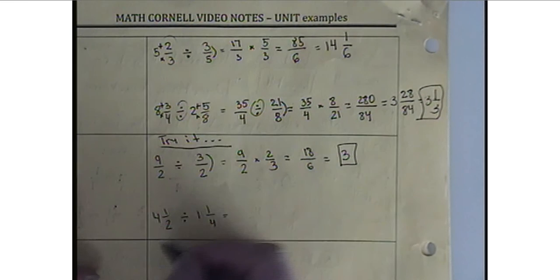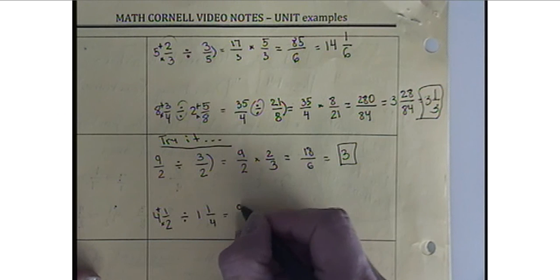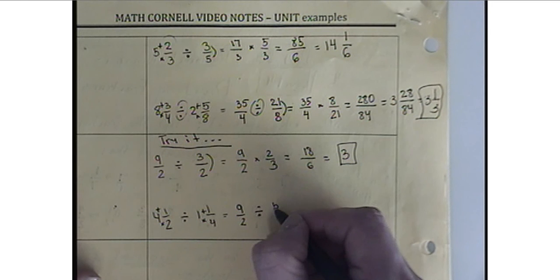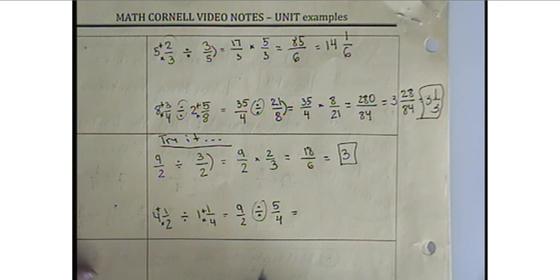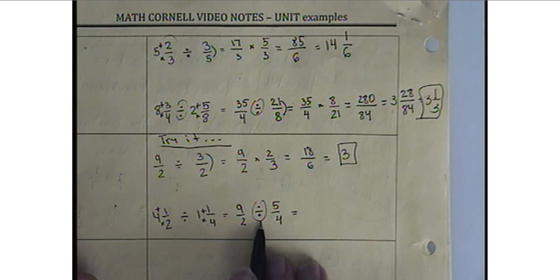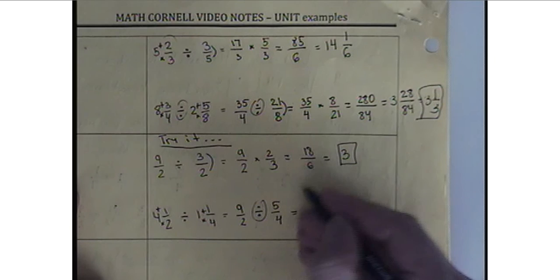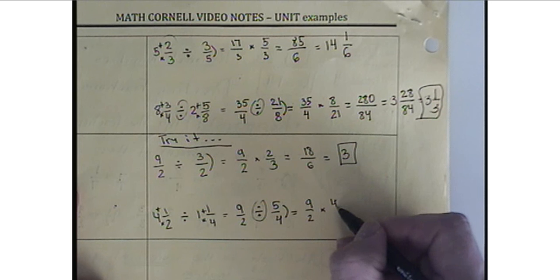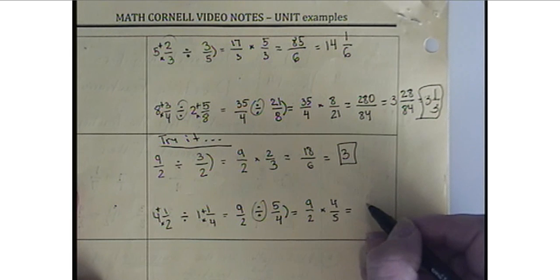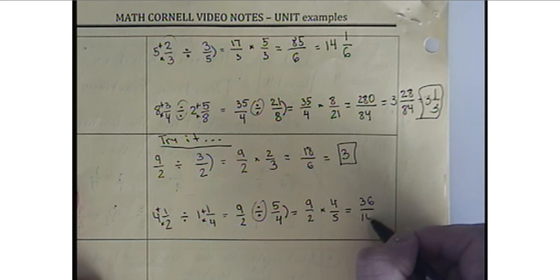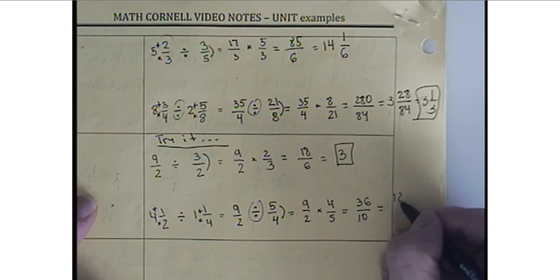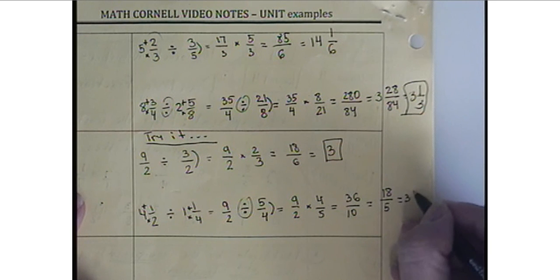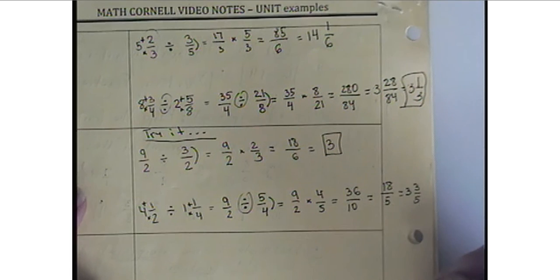Next example, we have 4 times 2 plus 1, which is 9 over 2, divided by 1 times 4 plus 1, which will be 5 over 4. Now check this division sign. Make sure you still have that division sign over here. And then we're going to multiplication by flipping this, 4 over 5. So that will be equal to 36 over 10, which is 18 over 5, and that will be equal to 3 and 3/5. Final answer.